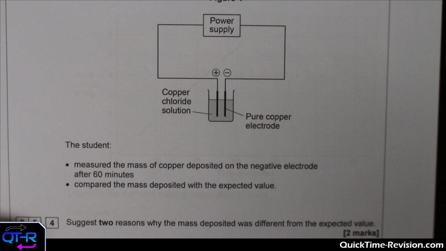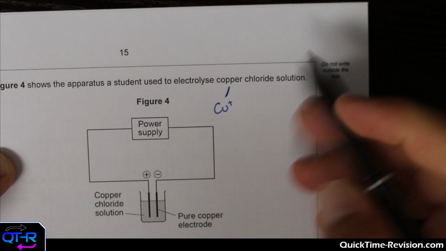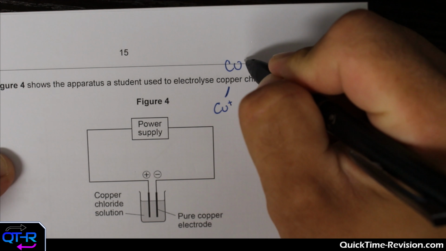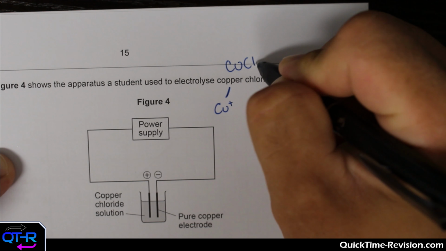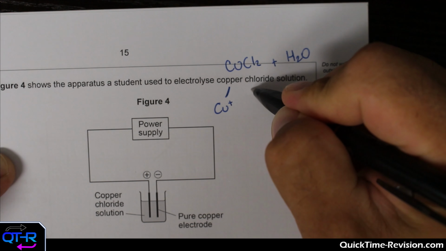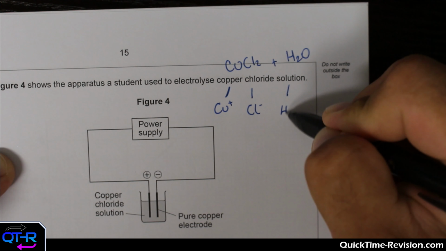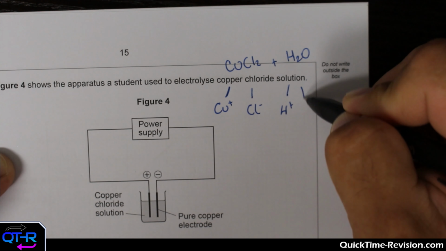So here we go. Okay, now what we've got to look at here is that from the copper chloride solution, you are going to have Cu2+, because copper chloride is a salt. Once you put it in water, because remember we said that solution means that something has been dissolved in water, you're going to get the following ions. You're going to get Cu2+, you're going to have Cl minus, and from the water, you're going to have H pluses, and you're also going to have OH minuses.